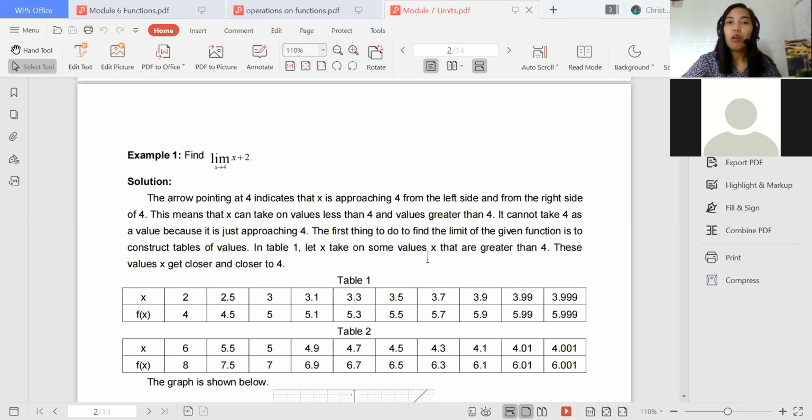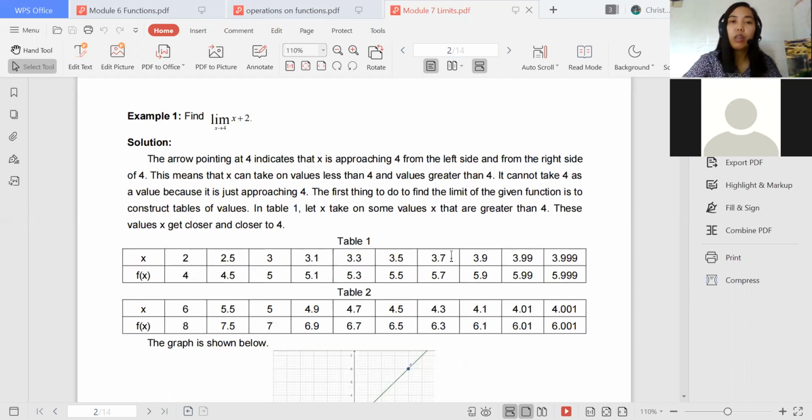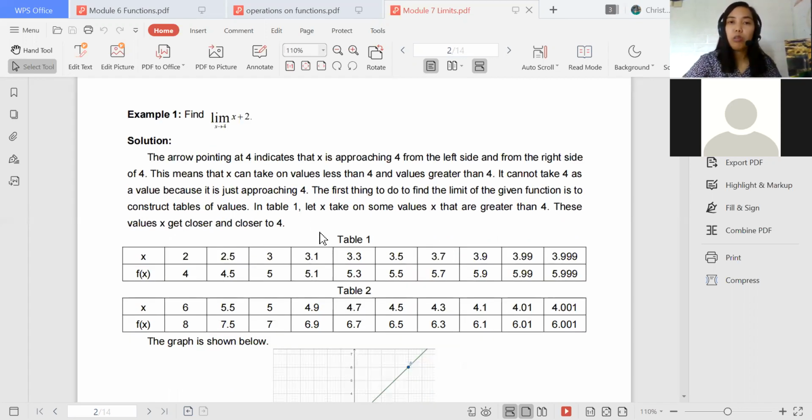So the first thing to do to find the limit of the given function is to construct tables of values. So in table 1, let x take on some values that are greater than 4. Okay, so these values of x get closer and closer to 4. If you start with 2, pataas, papalapit kay 4: 2, 2.5, 3, 3.1, 3.3, 3.5, up to 3.99. Okay, anong nangyayari sa value ni y? 4, 4.5, 5, 5.1, 5.3, and so on, up to 5.99.